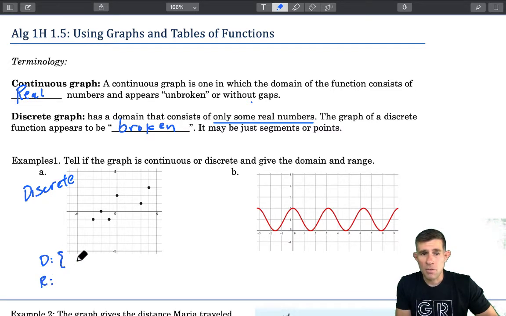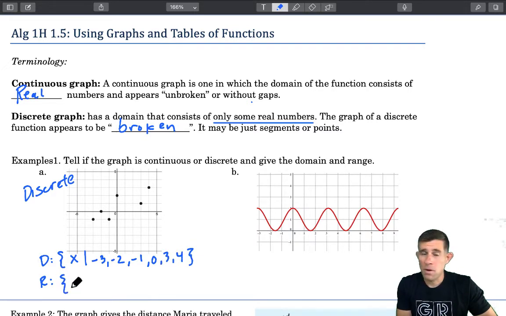Well, here our domain using set builder notation are going to be all of our x values. So you can see that we start off here at -3, -2, -1. So I'm going to list those, separated by commas because these are just integer values. Then I have 0, 3, and 4. All right, there's my domain, which remember are my x values.